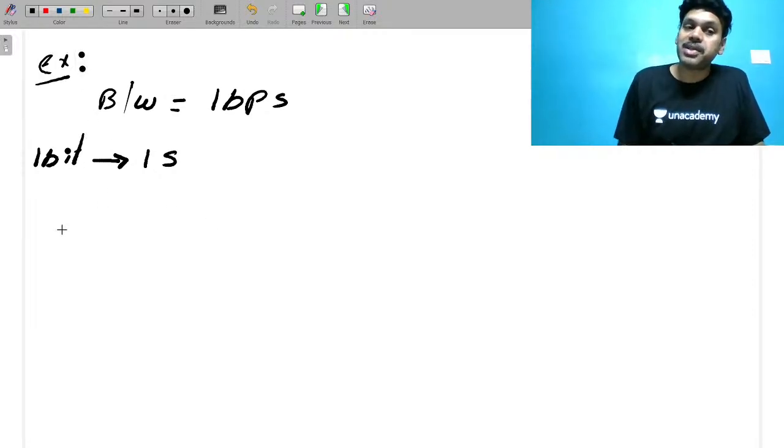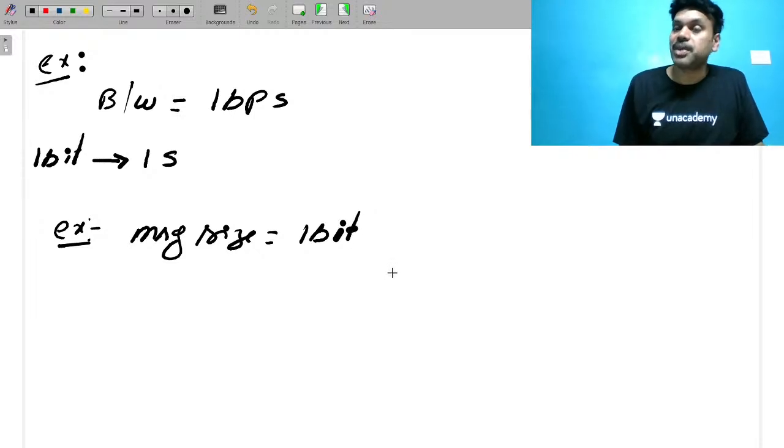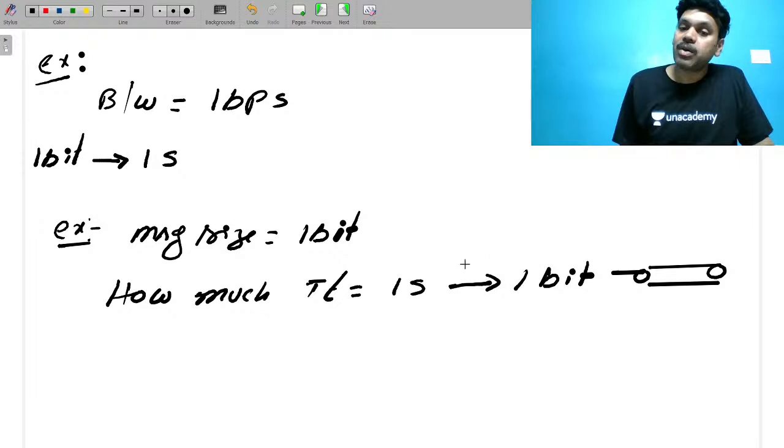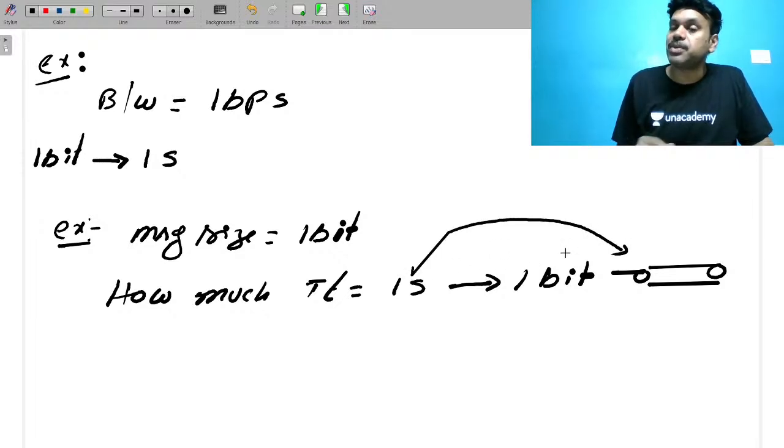Observe carefully: if the message size is also 1 bit, how much is the transmission time? I can say that I am taking 1 second to push 1 bit onto your medium. So for every 1 second I am able to transmit 1 bit onto your medium.